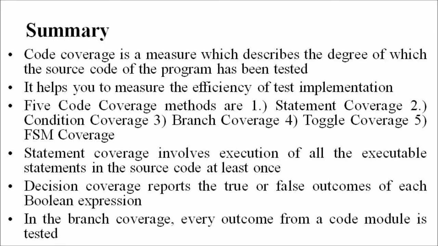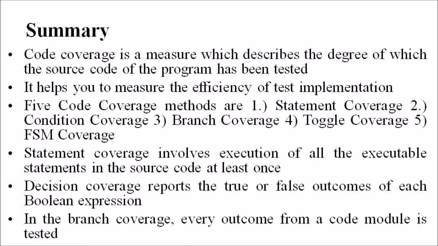So as we discussed in this lecture, code coverage is a measure which describes the degree to which the source code of the program has been tested, and it is implemented to measure the efficiency of the test implementation. The five coverage mechanisms are statement coverage, condition coverage, branch coverage, toggle coverage, and FSM coverage. Statement coverage involves the execution of all the executable statements in the source code at least once. Decision coverage reports the true or false outcomes of each Boolean expression.